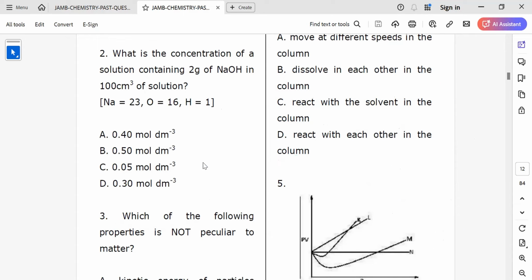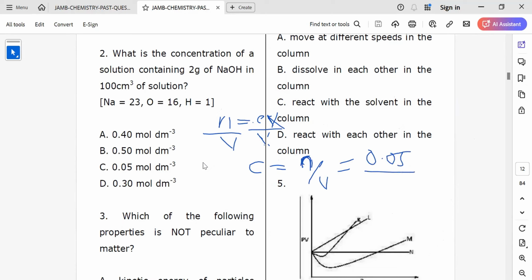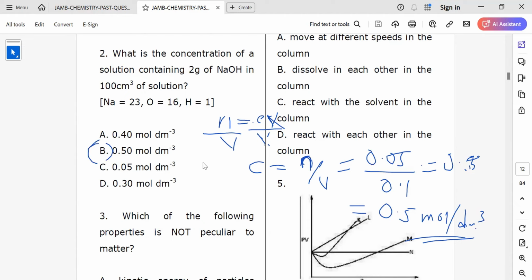Now, since we know that n is equal to CV, we are going to make C the subject of the formula by dividing both sides by V. So this one will cancel this. Then we have C is equal to n all over V, and our n is 0.05 divided by the volume, which is 0.1. At the end we have 0.5 mole. The answer would be 0.5 mole per dm cube. It means that the answer is option B.